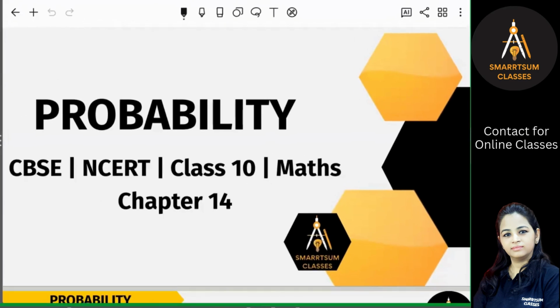That, what is probability? And what are the different terms related to this chapter or this topic, probability? In class 9, you have already studied the concept of empirical probability. However, empirical probability is based on experiments. We can sometimes also call it experimental probability.